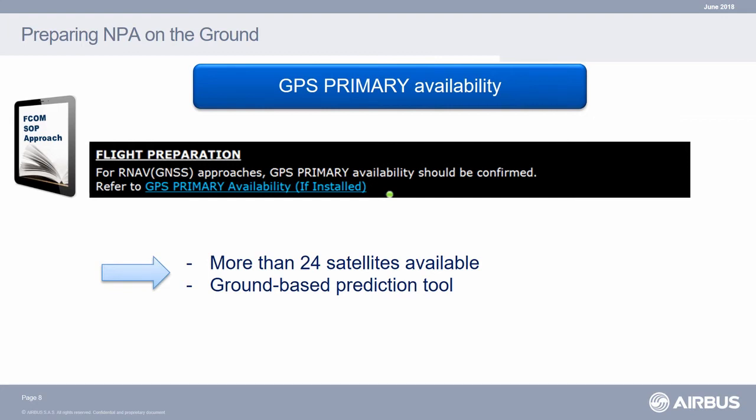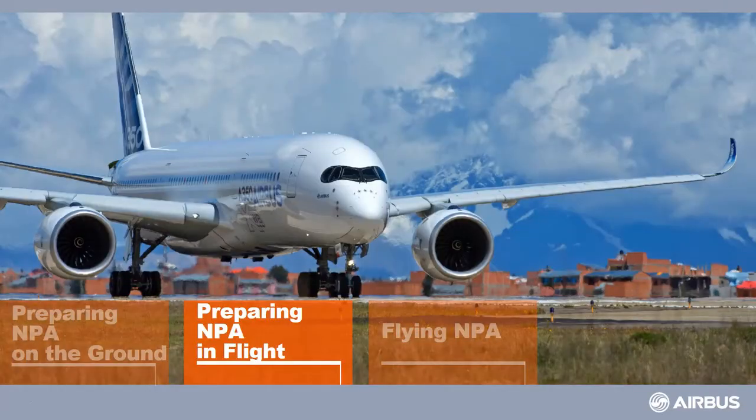You can use also a ground-based prediction tool to perform this check for you. And for RNP AR operations, for RNP AR approaches, this tool should take into account the terrain environment to make sure that the aircraft will receive the satellite signals in mountainous area. So these were the 2 steps that should be followed as preparation of the approach on the ground.